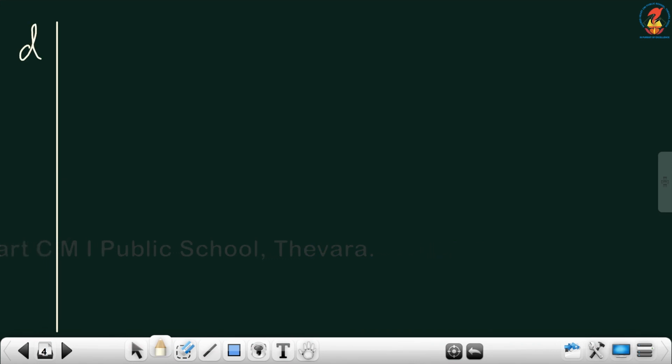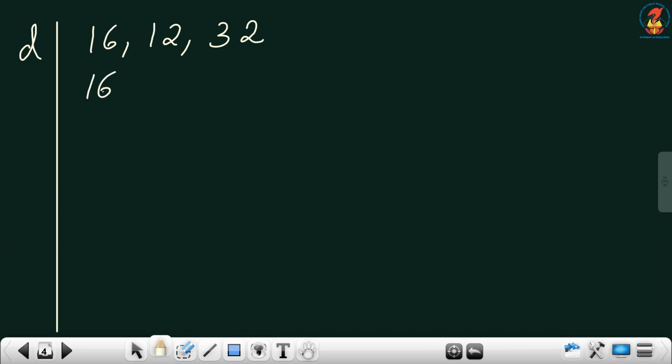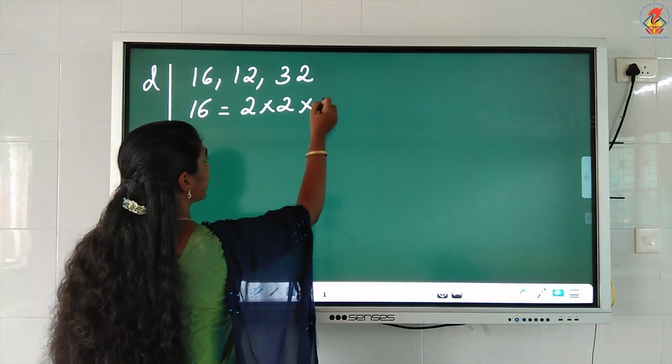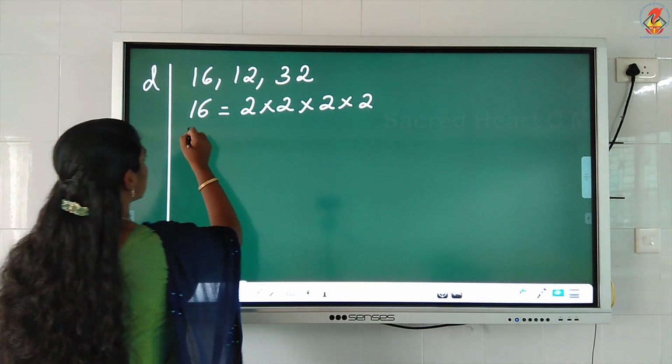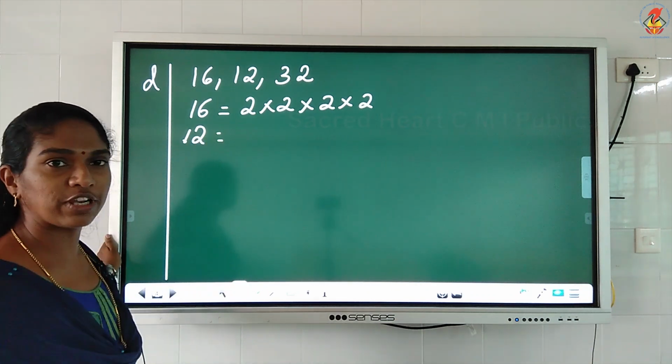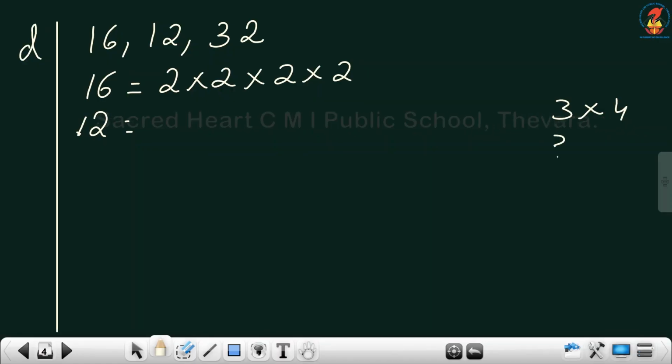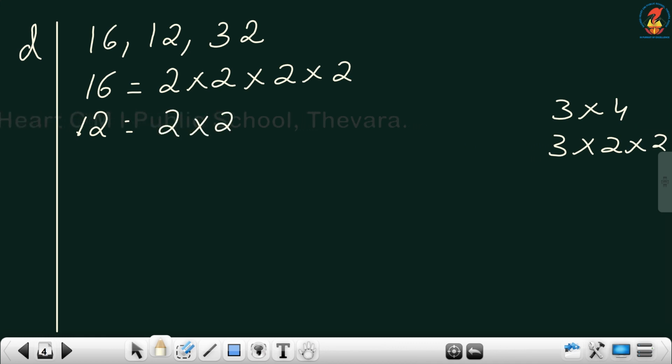Question D. I am taking three numbers, 16, 12, 32. I am taking 3 numbers, okay? How to find out? What is the prime factorization of 16? Remember 4 into 4, that 4 you can write as 2 into 2. Again the next 4 you can write as 2 into 2. Then 12. 12, we know, is 3 into 4. 4 has to be split, so you get 2 into 2. So I will write the 2s first: 2 into 2 into 3.